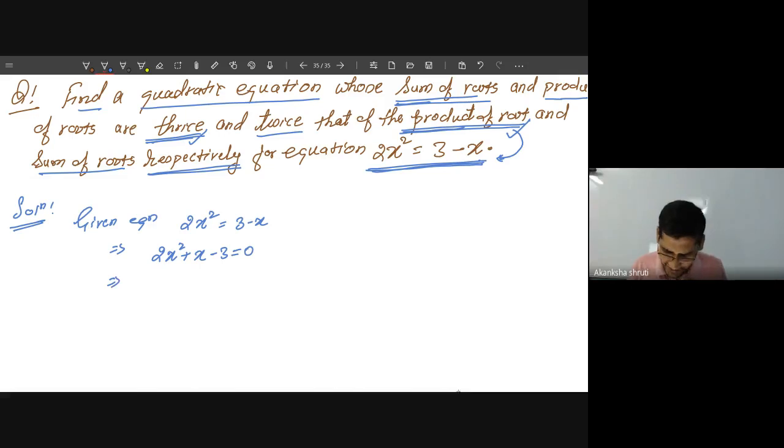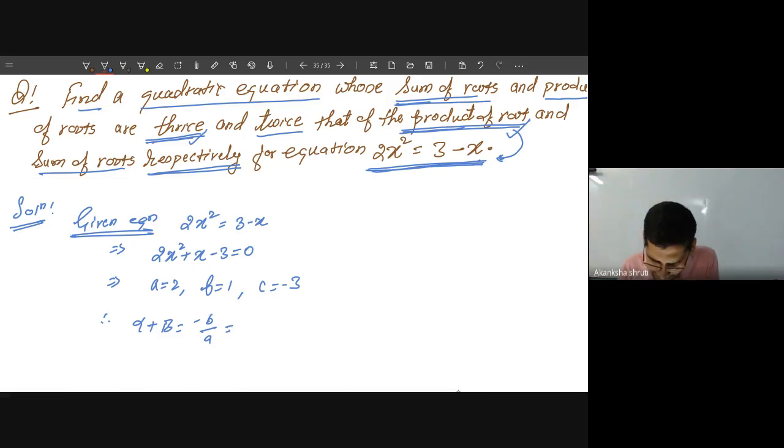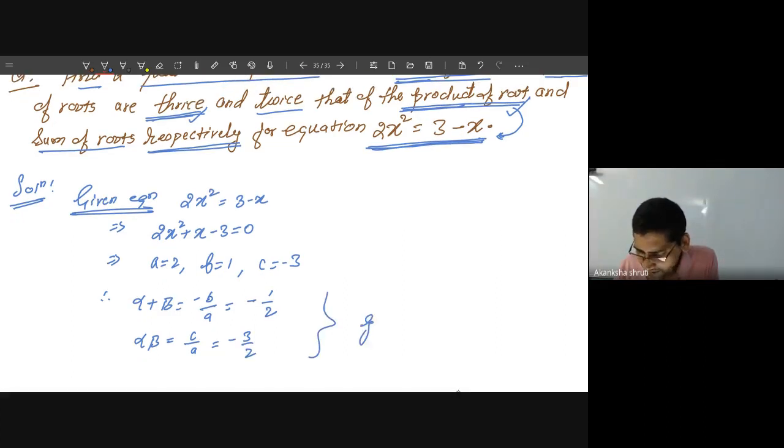So this implies our A is 2, B is 1, C is minus 3. Okay, student? So for the given equation, therefore, alpha plus beta is minus B by A, which becomes minus 1 by 2. And alpha into beta is given by C by A, which is minus 3 by 2. So these are for the given equation.